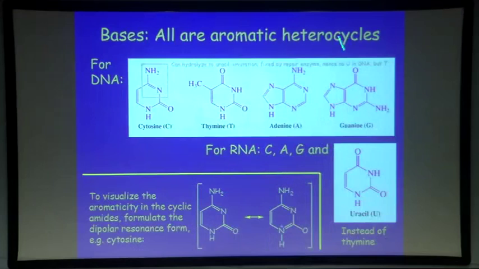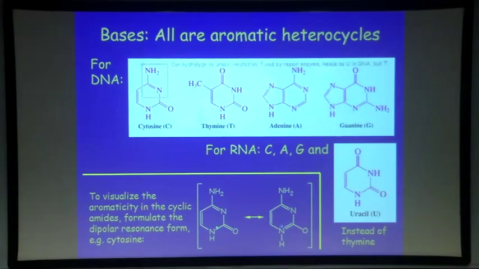And so what are these bases? They're all aromatic heterocycles. For RNA, it's cytosine, adenine, guanine, and this guy, uracil. For DNA, it's cytosine, thymine, adenine, and guanine. So for DNA, it uses thymine instead of uracil. Now, first of all, let's look at the structures. These are all aromatic, not immediately obvious.